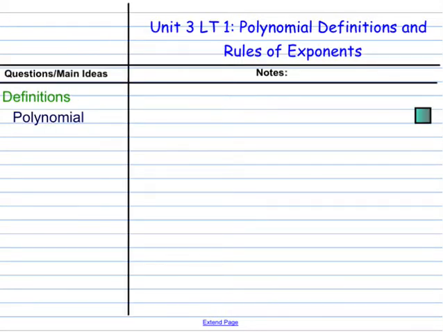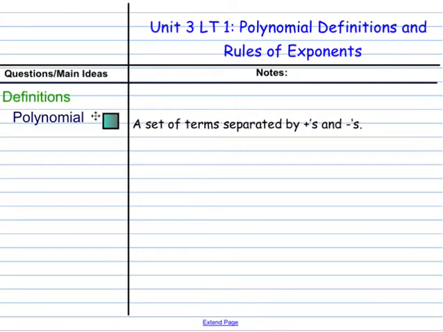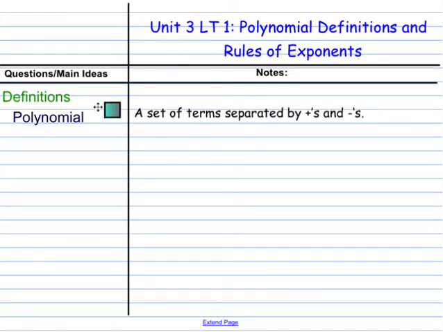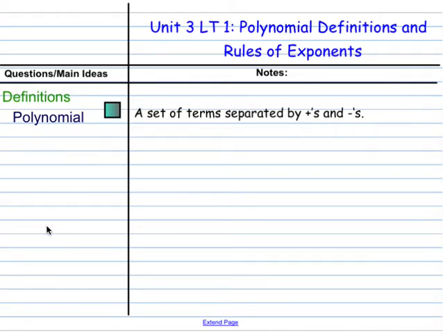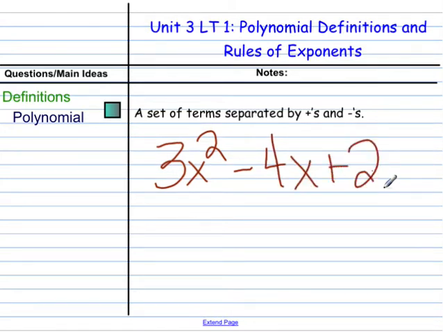Okay, let's take a look at a polynomial. What is a polynomial? A polynomial is a set of terms separated by pluses and minuses. So we're going to have a bunch of those terms. We've already written some of them, and they're going to be separated by pluses and minuses. Here's an example of a polynomial. We could take 3x squared. Then I'm going to subtract 4x, and then I'm going to add 2. This is a polynomial. There's multiple terms being separated by pluses and minuses.